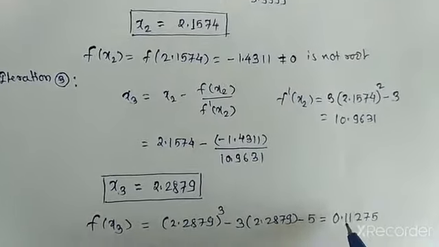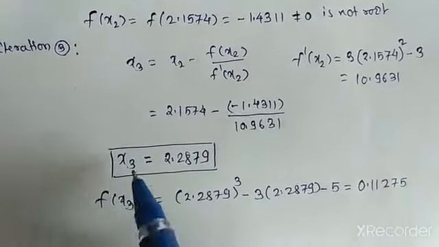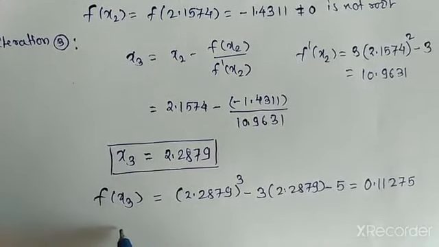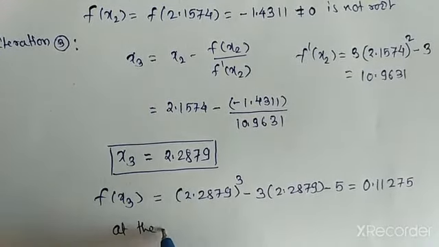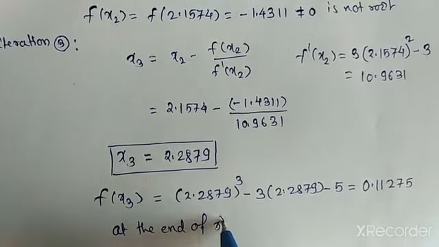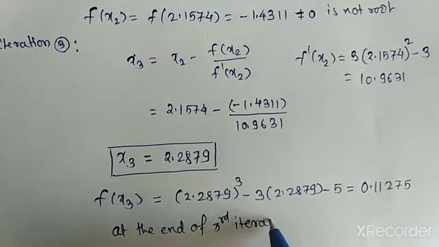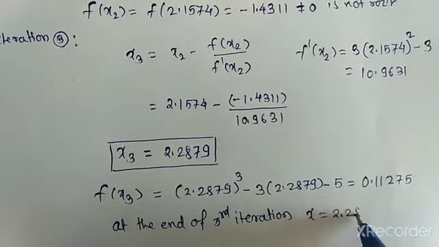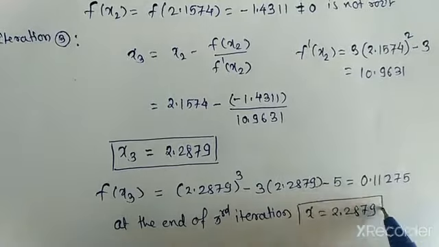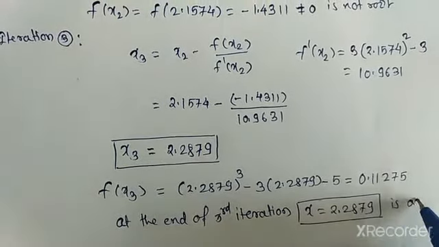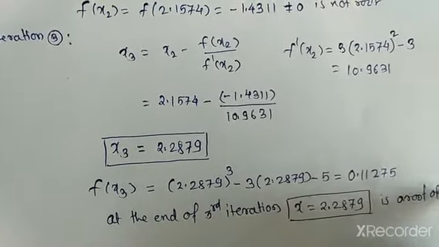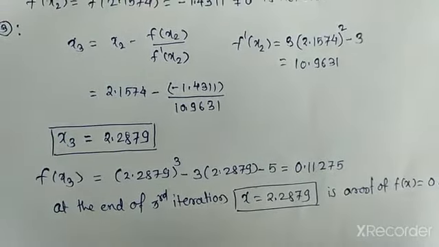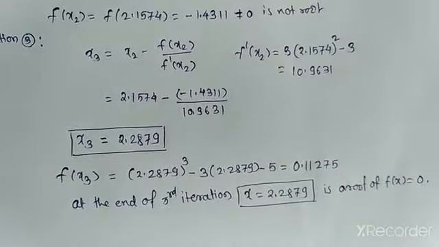Okay, so here it is nearer to 0. You may consider it nearer to 0, and after the third iteration you may define x3 as a root. So at the end of the third iteration, x is equal to 2.2879, which is a root of f of x equal to 0. Okay, so that is our required solution.